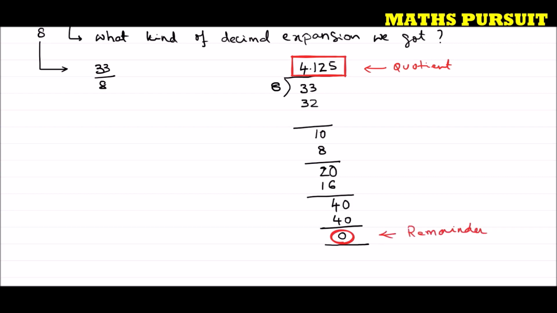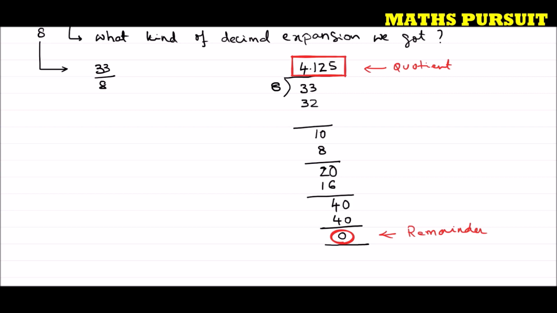Now the question asked us, number one, to put it in a decimal form. So the decimal form of 33 upon 8 is 4.125. So we converted it into decimal form. Now what type of decimal did we get? You could see from the decimal expansion that we got a remainder 0. That means the decimal that we got is a terminating one. It is completely divisible.